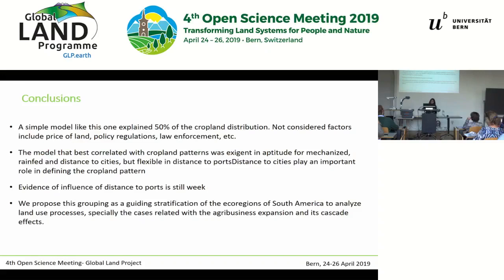So the main conclusions of this work. First of all, a simple model like this explains about half of the cropland distribution. The other half might be explained by factors not considered, such as price of land, policy regulations, or law enforcement. The model that best correlated with cropland patterns was exigent in aptitude for mechanized agriculture, rain-fed agriculture, and distance to cities, but flexible in distance to ports. Distance to cities plays an important role in defining the cropland pattern, whereas evidence of the influence of distance to ports is still weak.